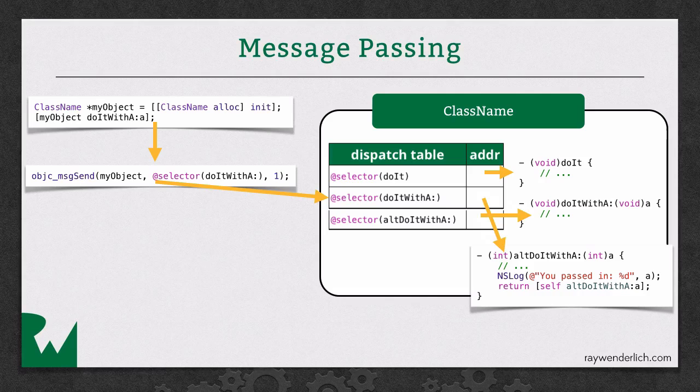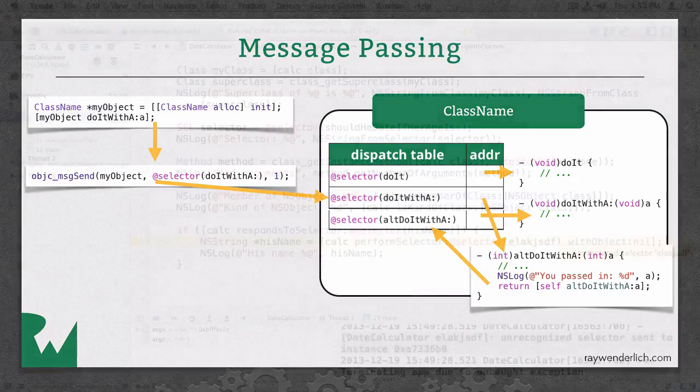In this example, it logs out what the value passed in is, and then it calls the original method. And you might say, wait a minute, that doesn't look like the original method. This looks like a recursive function call. But remember, when you call self altDoItWithA, that's going to go to the dispatch table, and because you've swapped the pointers, it goes to what the original implementation was, so you're all good.